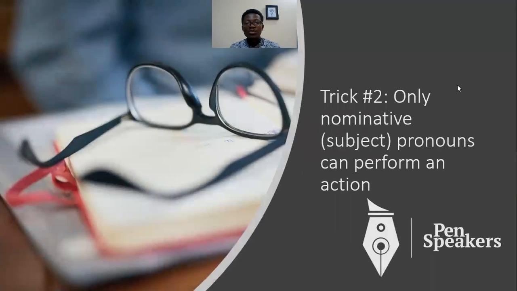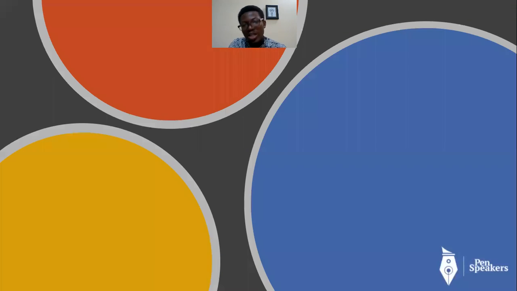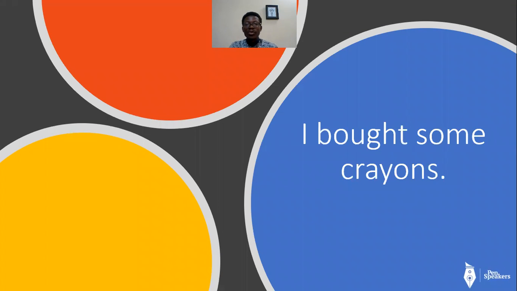Good. So now let's move to trick number 2. Only nominative pronouns or subject pronouns. So maybe I'll just keep saying subject pronouns. Once I say subject, I'm referring to nominative, right? So only subject pronouns can perform an action. So you need to know what is performing the action. Take a look at this sentence, for instance. I bought some crayons. The action is bought. So who or what performed the action? It's I. I is the subject of this sentence.